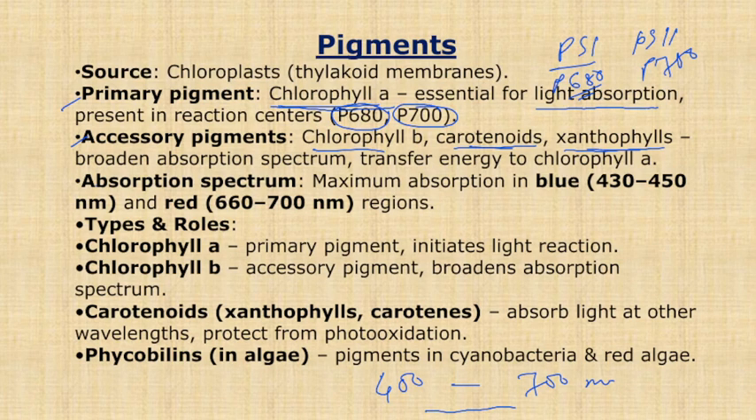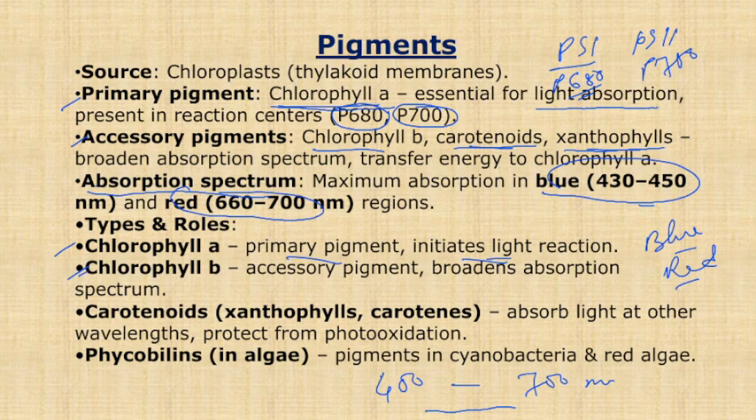So absorption spectrum, if we talk about, the maximum absorption is taking place from 430 to 450, the blue light, and the red light. So as we have discussed, the blue light and the red light, this is the primary light energy that is being absorbed significantly by the photosystems or pigment molecules. The chlorophyll A is the primary pigment that initiates the light reaction.